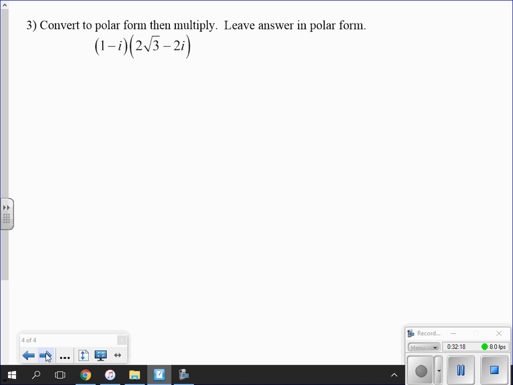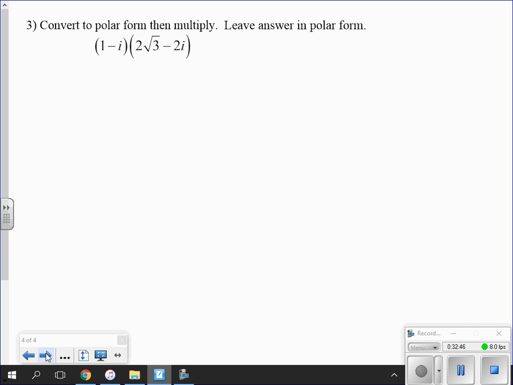Convert to polar form and then multiply. You could multiply the way they are, FOIL it out, take any i squareds and make them -1s, and deal with all of that, but you've got radicals in there. You're going to have an absolute mess when you get done. It's just not going to be pretty no matter what you do. If you do it in polar form, it actually will look a little bit neater when you finish.